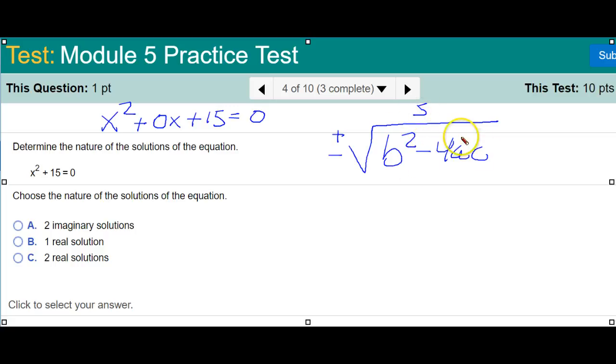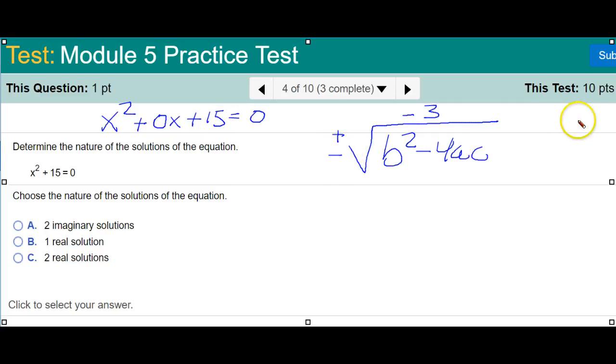If under this radical sign it ends up being a 0, then because it's plus or minus 0, there's only 1 real solution. And then we had said that if for some reason under the radical sign you end up with a negative value, whatever it happens to be, then these are going to be imaginary solutions. 2 imaginary solutions.